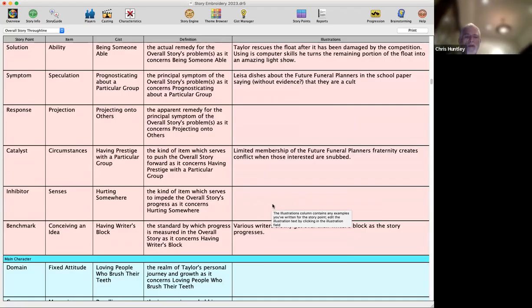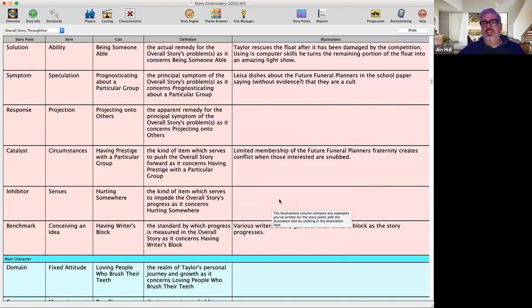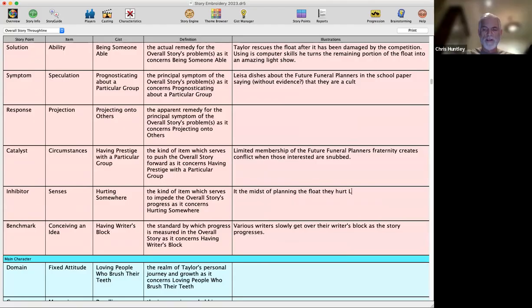Okay. So if you want me to just say it again, like summarize: in the midst of planning their float, they end up hurting Liliana's feelings because they mock living under Eastern European Soviet Union Cold War era. Okay.